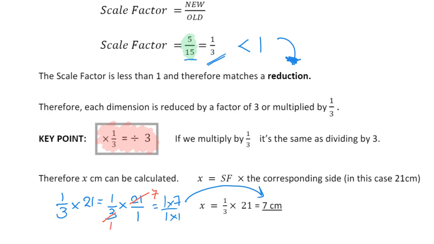So the scale factor, what we were expecting, is a third times 21 will give us the answer, 7, for the missing value. We knew that from the first time we'd gone through it. So that's all good.